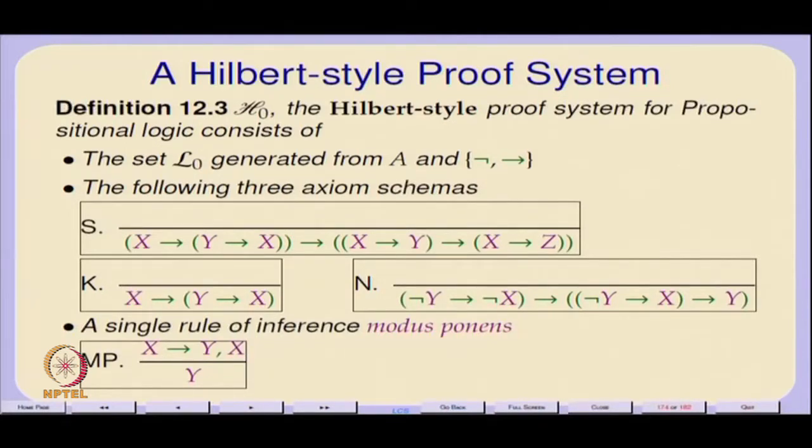So, this n is separate, let us not talk about that. The K and S here essentially can give you all propositional tautologies which do not have negation occurring in them. It is an amazing isomorphism between these two sets, but the even more amazing thing is this rule of inference modus ponens.